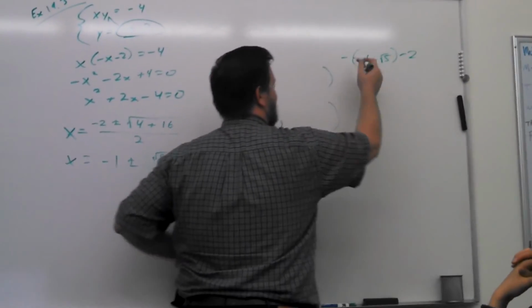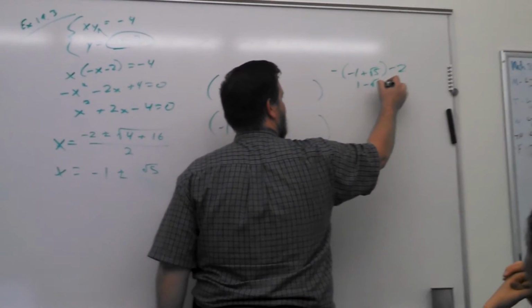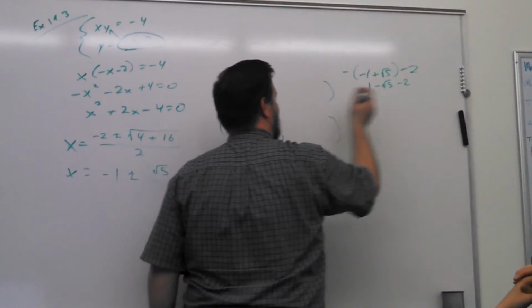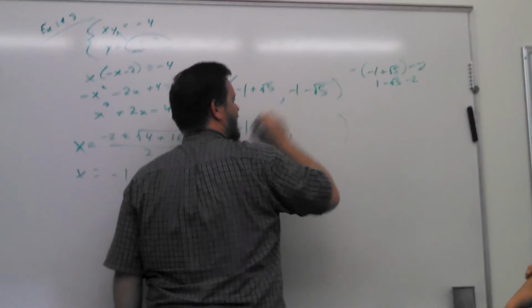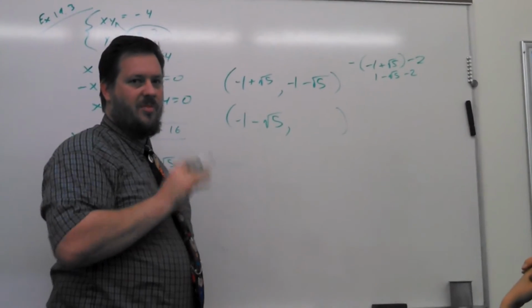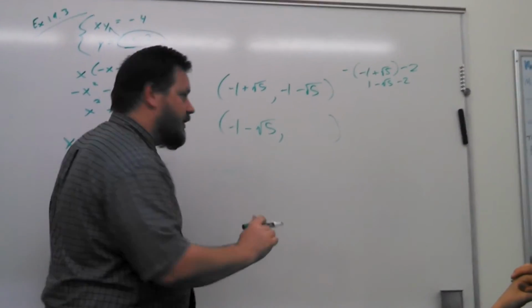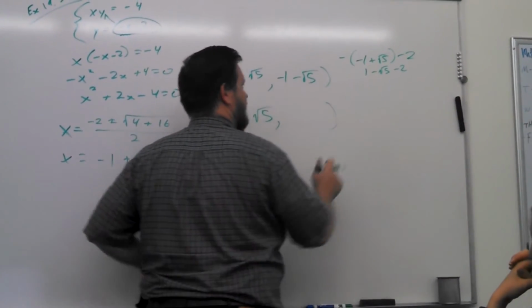Minus 2. Distribute the negative. We've got 1 minus radical 5 minus 2. Combine our like terms and we have negative 1 minus radical 5. A little bit fast, but if you were watching, listening, that should have made sense.